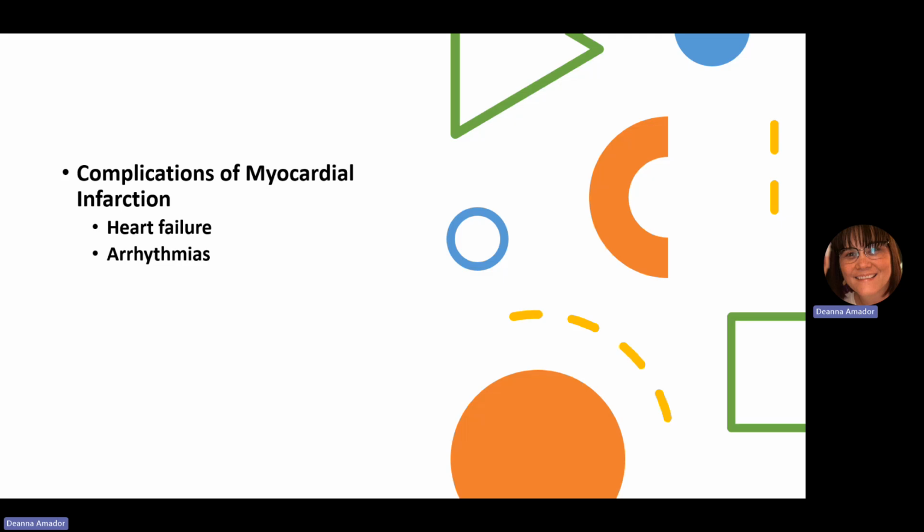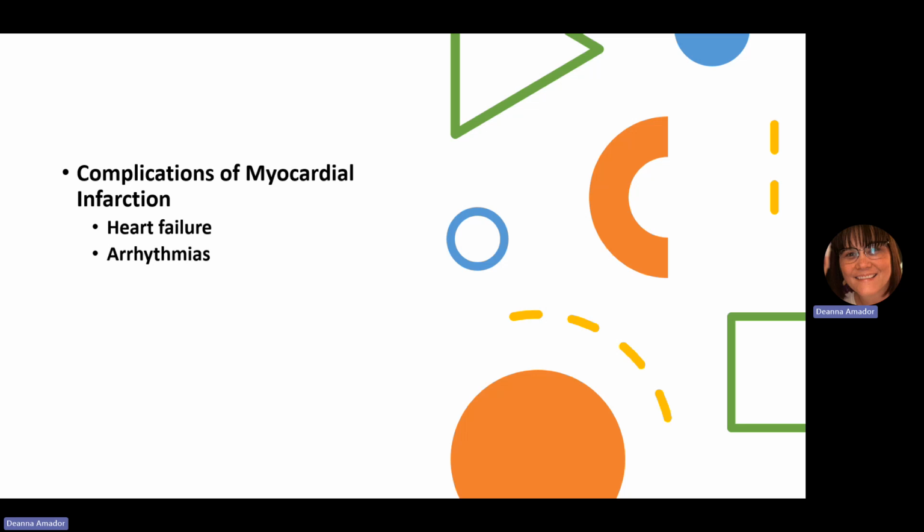Complications of a myocardial infarction would be any type of heart failure happening or arrhythmias. So anytime we have a disruption in the heart and that muscle can die and have decreased contractility and function, then the result can be heart failure. The patients can have difficulty retaining fluid and having difficulty breathing and things like that.